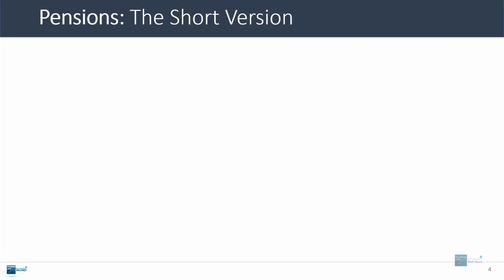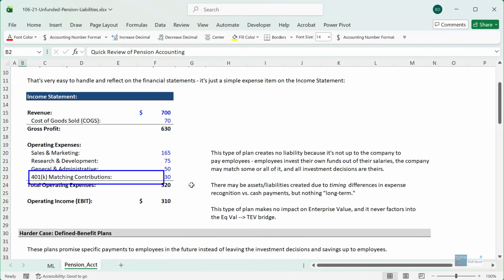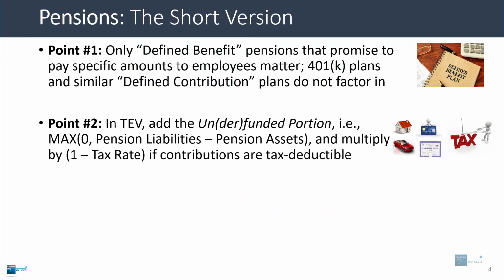Now, when it comes to valuation and enterprise value and valuation multiples, the most important points with pensions are as follows. First of all, you really only care about defined benefit pensions that promise to pay specific amounts to employees. So the 401k plans that are popular in the US and other defined contribution plans do not factor in at all. If you look at the financial statements for these types of items, they're usually just listed as simple expenses on the income statement, and they don't even have matching assets or liabilities on the balance sheet, so they really don't factor into these calculations at all.